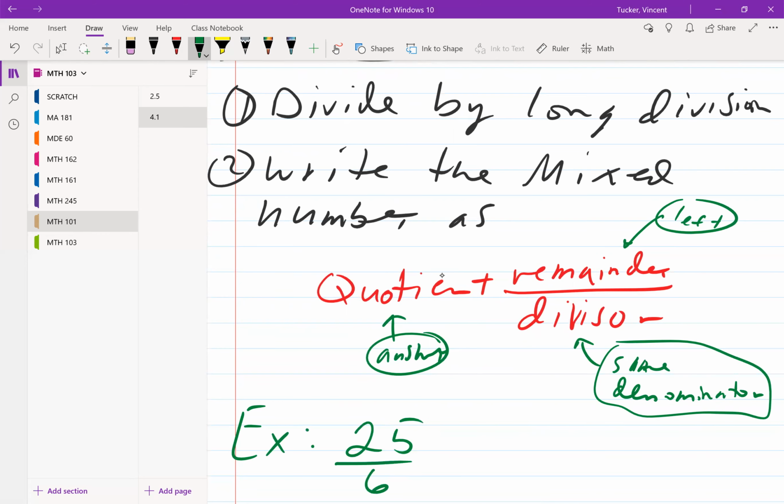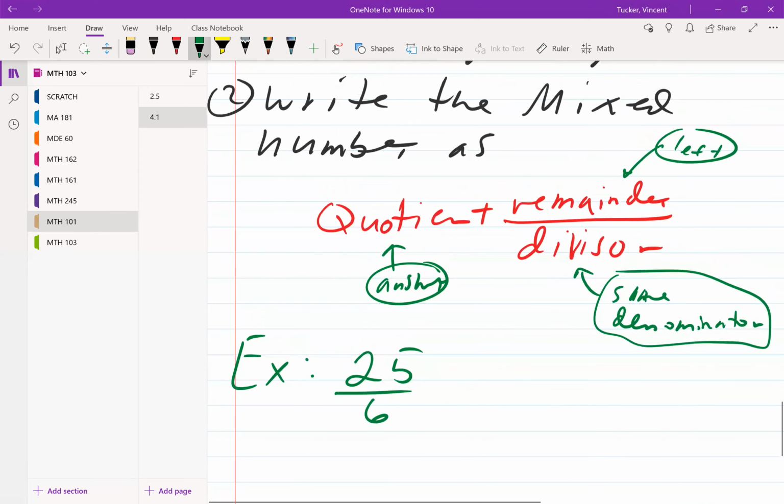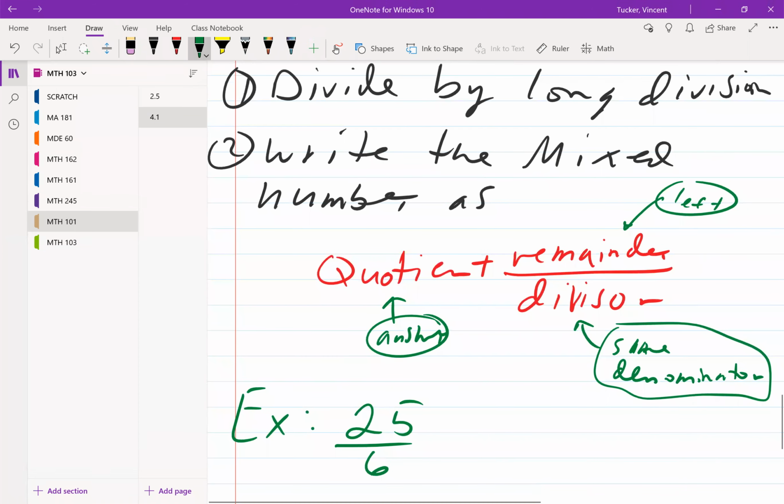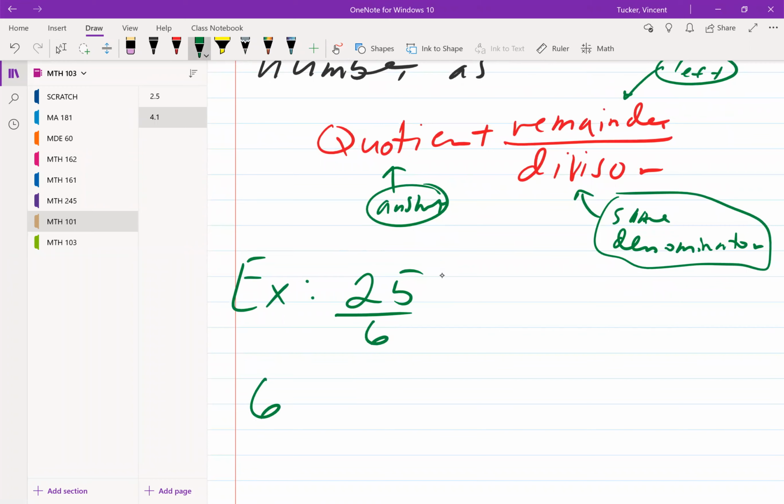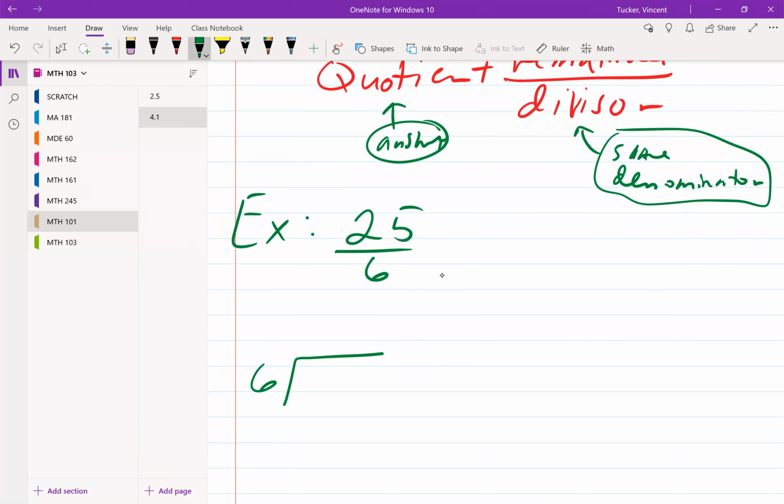So let's look at 25 over 6. So the first thing we want to do is divide by using long division. Then we're going to write it accordingly. So set up your long division. Set up your long division process. 6 doesn't go into 2, but it goes into 25 4 times. 6 times 4, excuse me, is 24.